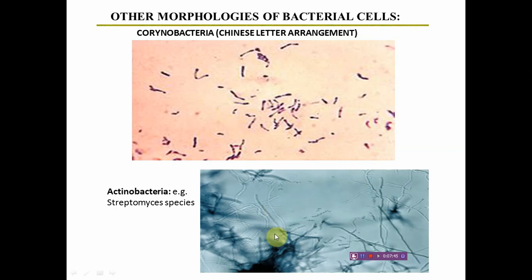Sometimes the cells, they have the fungal morphology. They are bacterial cells, but they have the lateral branching or hyphal segments. These cells, they are bacteria, but they possess the fungal morphology. Those are called as actinobacteria, actinomycetes. And example of this type of morphology is the cells which belong to Streptomyces genus, or the varieties of Streptomyces. They are actinobacteria.